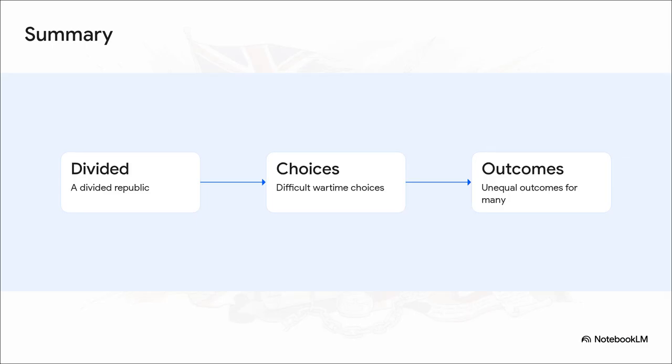So the crucial point is this. The myth of a perfectly unified revolution masks a deeply divided, incredibly unequal reality. We started with a divided republic, remember, split right into thirds. We saw how this forced difficult, often dangerous wartime choices upon Loyalists, women, enslaved African Americans, and indigenous nations. And finally, we witnessed the deeply unequal outcomes, where those soaring ideals of liberty and equality fell painfully short for marginalized groups.